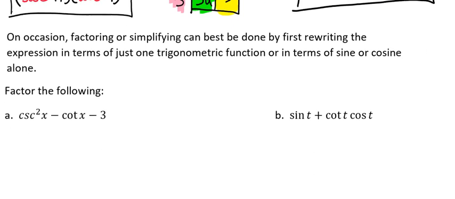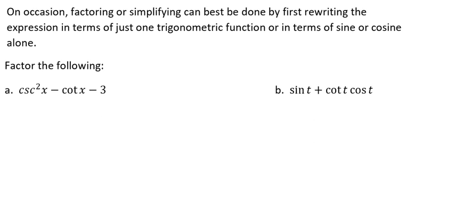Now, on occasion, factoring or simplifying can best be done by first rewriting the expression in terms of just one trig function, or in terms of sine or cosine alone. So take a look at this first example here. Here we have the cosecant squared of x minus the cotangent of x minus 3.